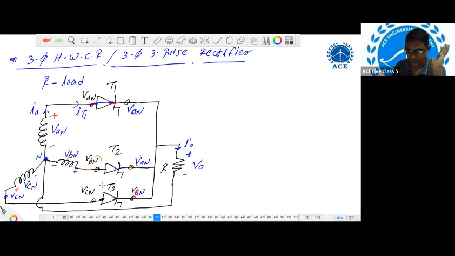Now T3 is in off state, means in the circuit only thyristor T1 is in conduction mode. Current will be flowing from VAN through T1 and the load, and again back to the neutral point. In this loop the current will now flow. So what is V0?